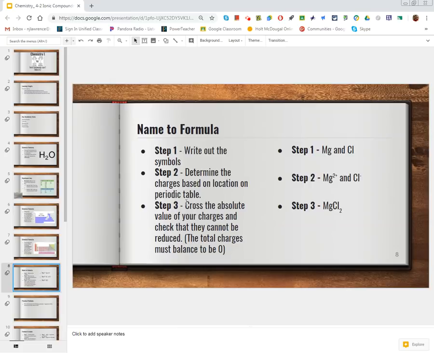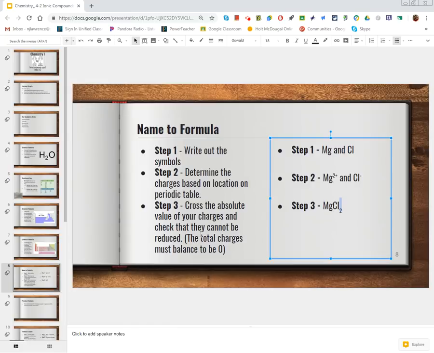And then now what we're going to do is we're just going to do this cross idea. We're going to cross the absolute value of your charges. So simply, because there's a +2 here, we're going to put the absolute value down here. So you can see that +2, we're just going to put a 2 down on the chlorine. So we're going to take that number and put it there. Chlorine has a -1 charge, so we're going to take the absolute value of that, which is just 1, and we'll put that 1 behind magnesium.